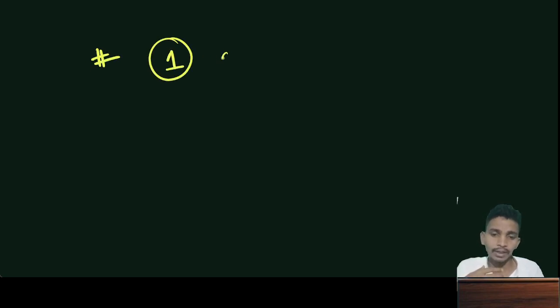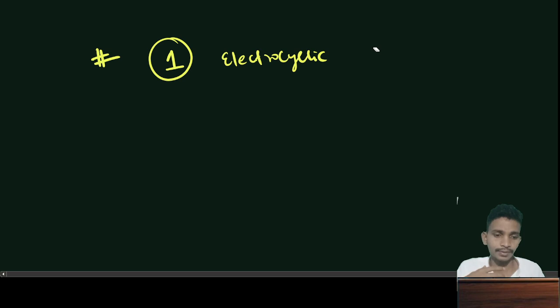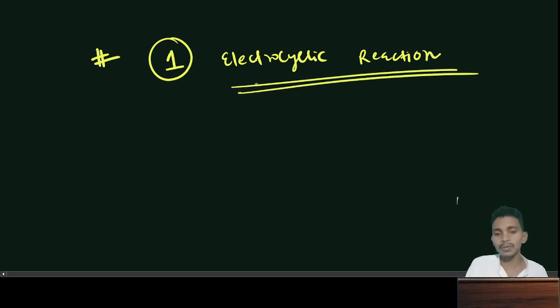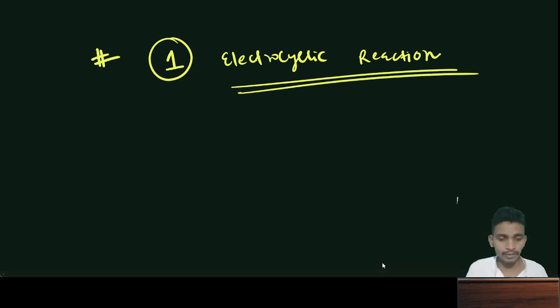So in this class we will stop up to this. In the next class we will discuss electrocyclic reactions, the first type of pericyclic reactions. So today I am stopping here. In the next class we will discuss electrocyclic reactions. So thank you.